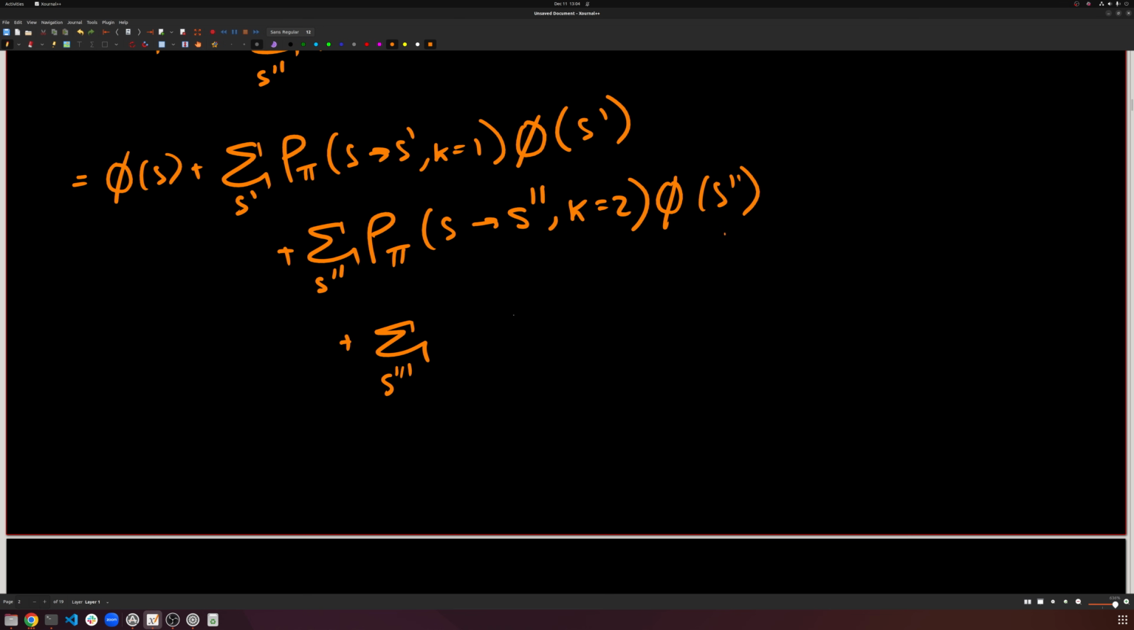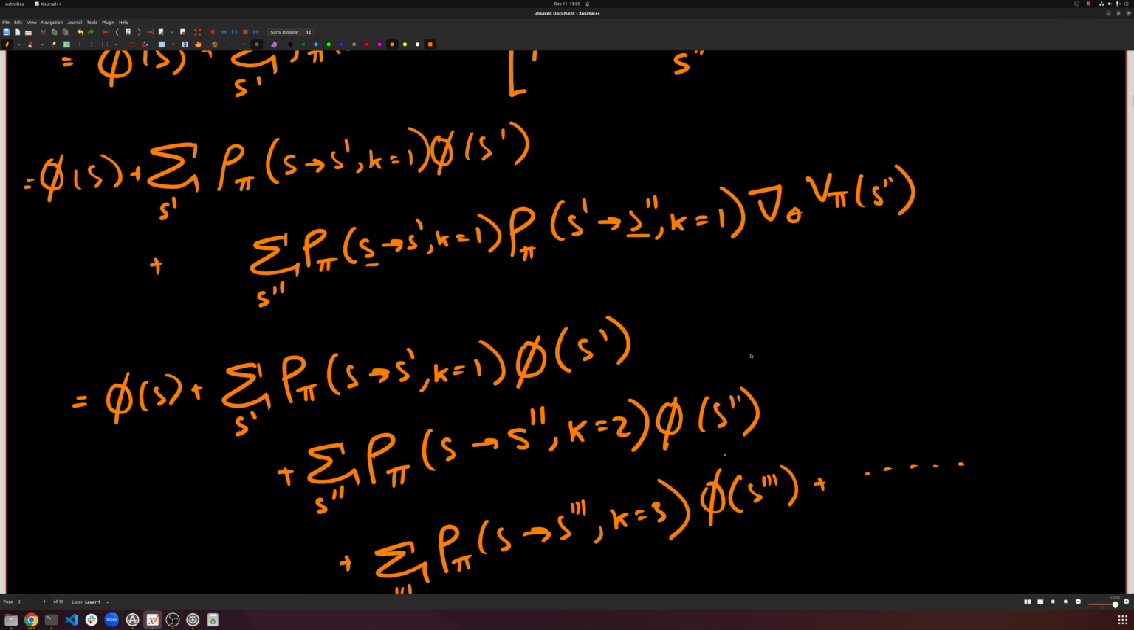Triple prime. So 3 steps later, from rho pi, from s to s triple prime in k equals 3 steps, and then it'll be not phi, but this will again be the gradient, right? So it'll be the derivative of the value function at s triple prime, right? And this whole thing will just keep continuing on and on and on. So technically we can just write this would become phi s triple prime plus dot dot dot. It'll just keep going as we continue to unroll that recursion.